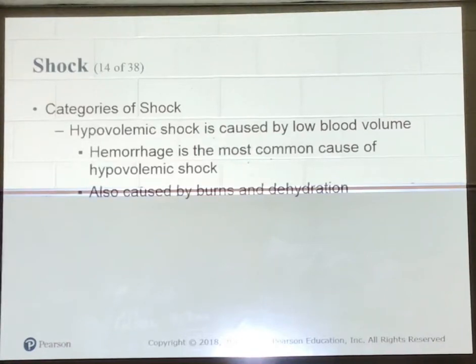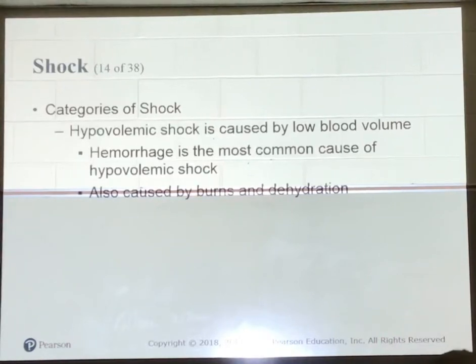All right, so hypo means what? Low or inadequate. Vol, V-O-L, means what? Volume, and emic pertains to blood. Fantastic. Thus the term hypovolemic means what? Low blood volume, okay? Hypovolemic shock is the most common form of shock, okay?